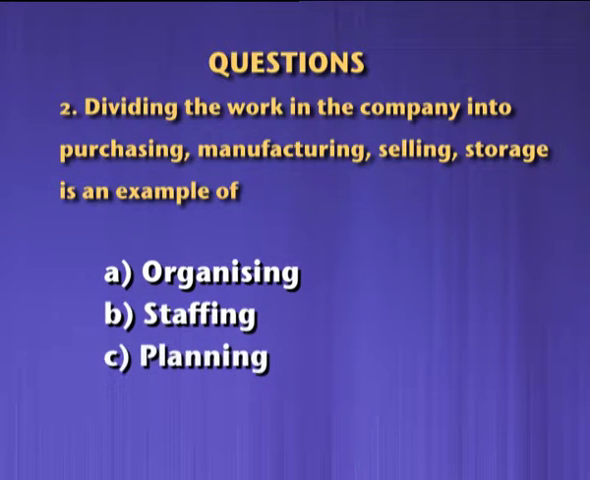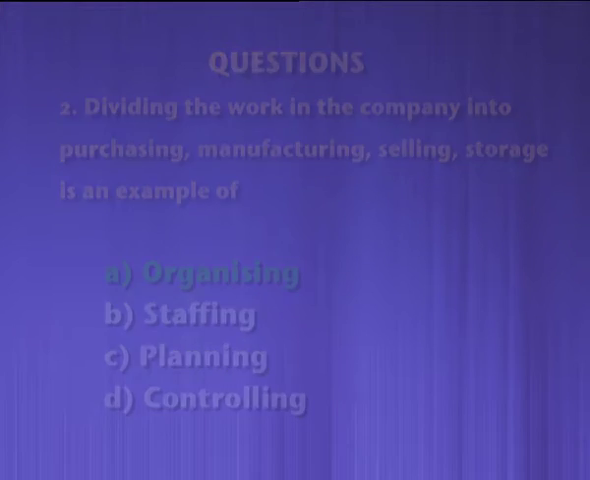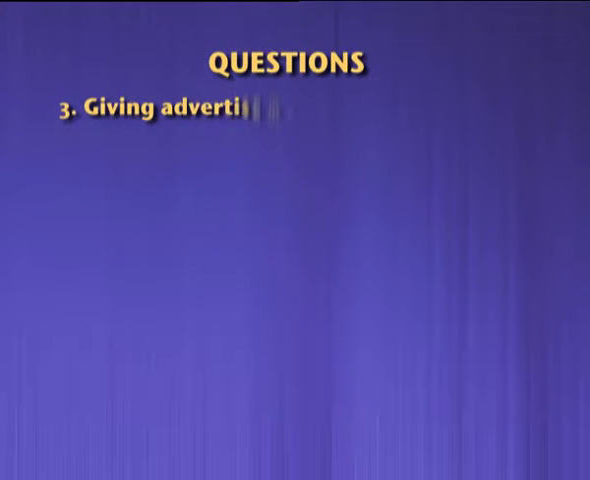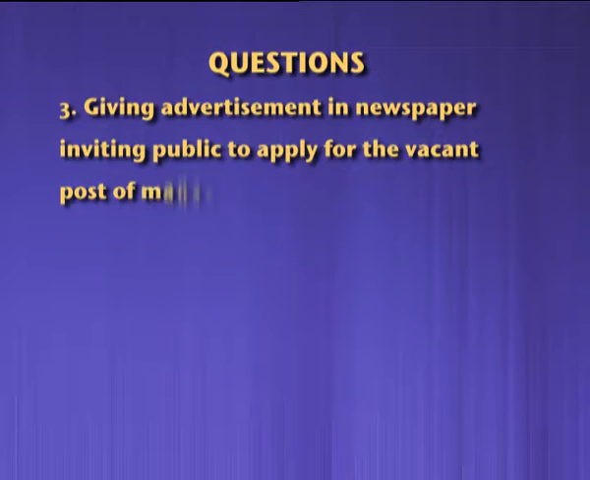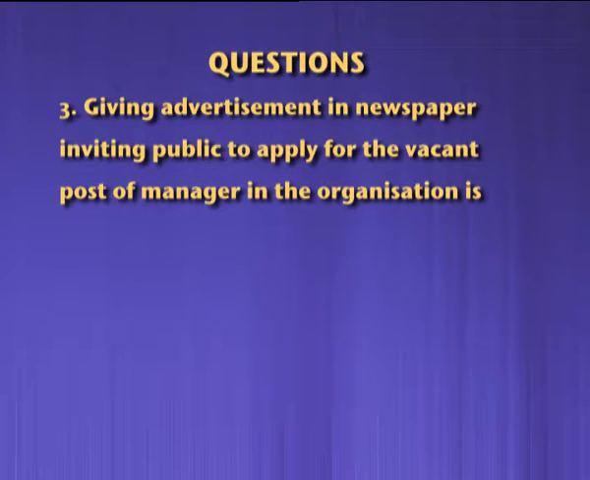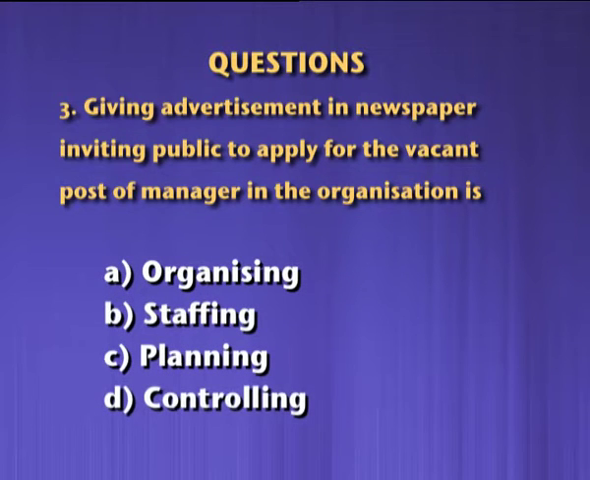Question number 2. Dividing the work in the company into purchasing, manufacturing, selling, storage is an example of organizing, staffing, planning or controlling. Students, your correct answer is organizing, your option number A. The question 3rd was giving advertisement in newspaper inviting public to apply for the vacant post of manager in the organization is whether organizing, staffing, planning or controlling. So students, the correct answer is B.